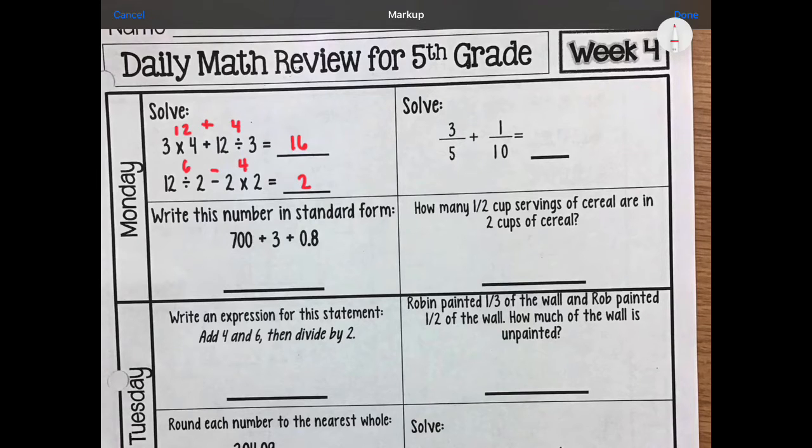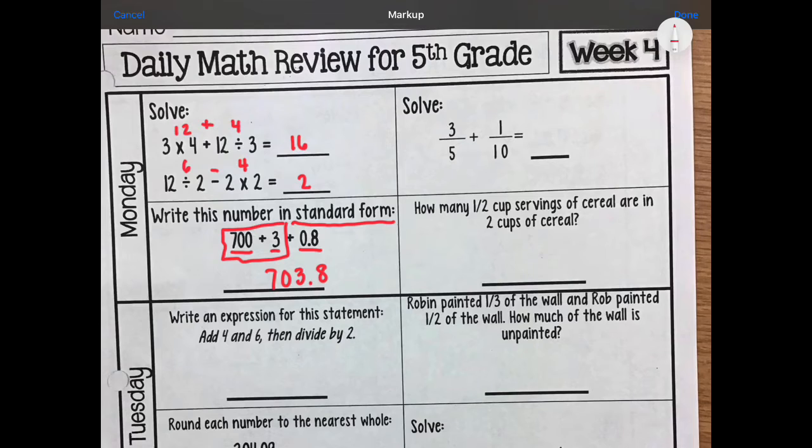So I'm going to come down here, write this number in standard form. Standard form, remember, just means writing the number the normal way, like you're used to. So I have 700, 3, and 8 tenths. So you're looking at the number and its place value. So I have 700, 3, so these are my whole numbers here. And then 8 tenths is the only number I have in decimal form. So my answer is going to be 703 and 8 tenths.